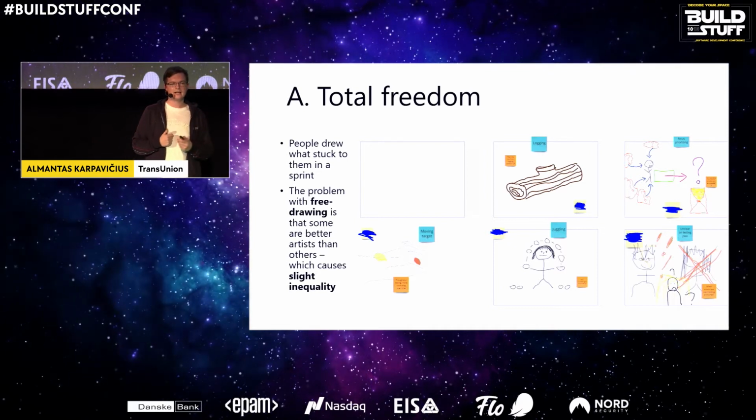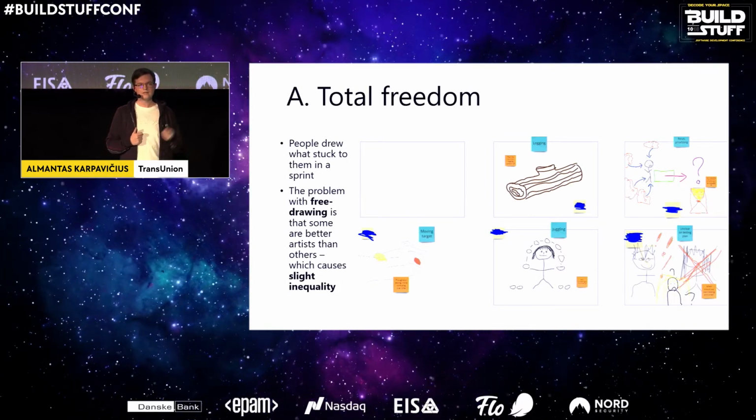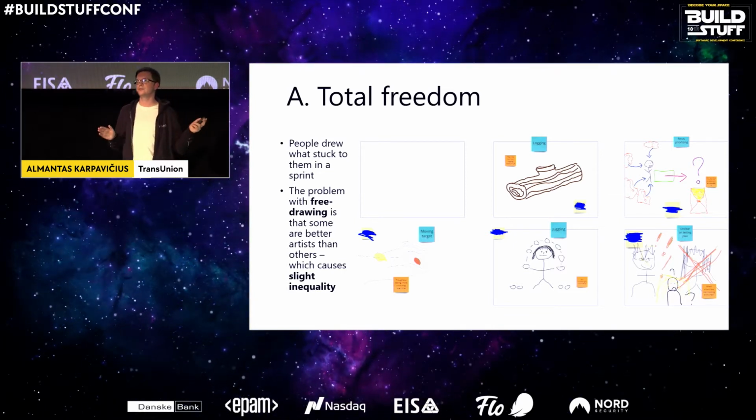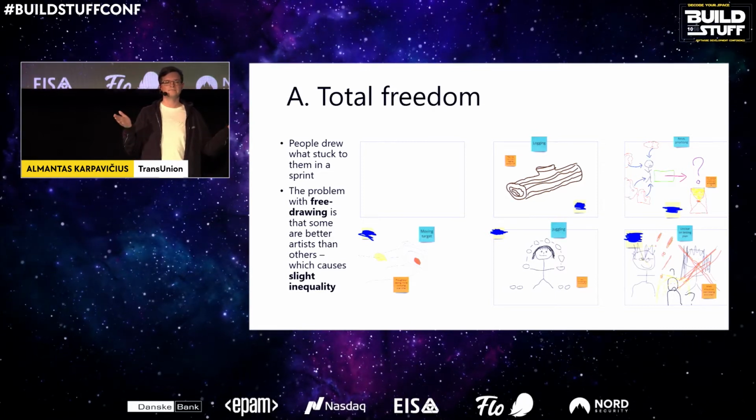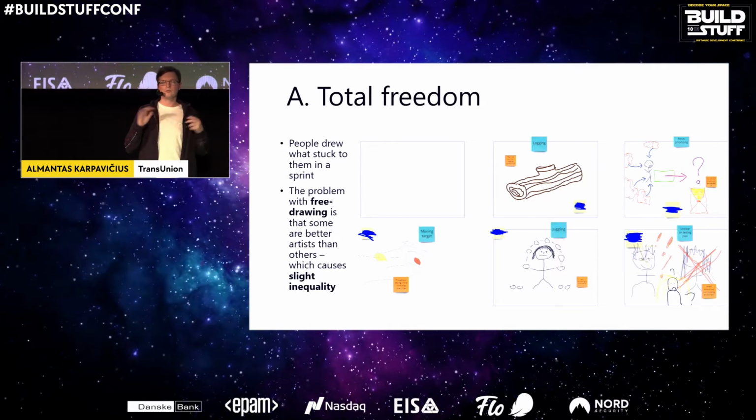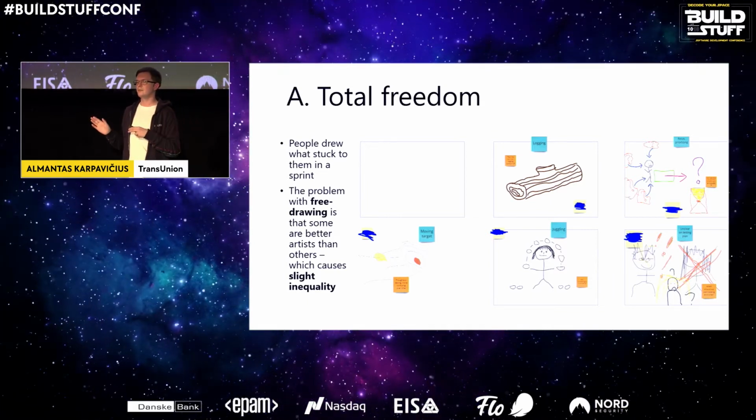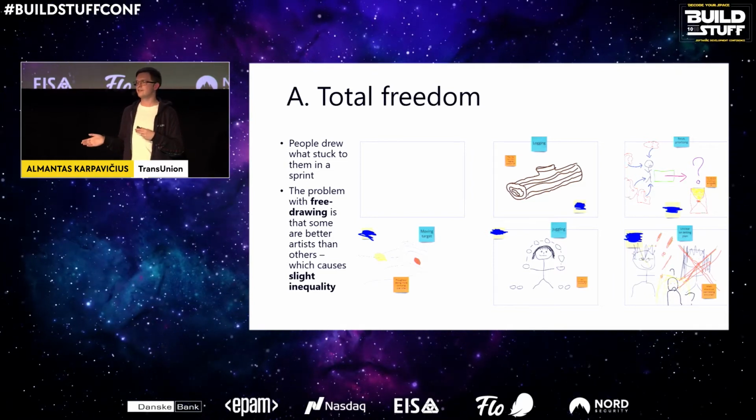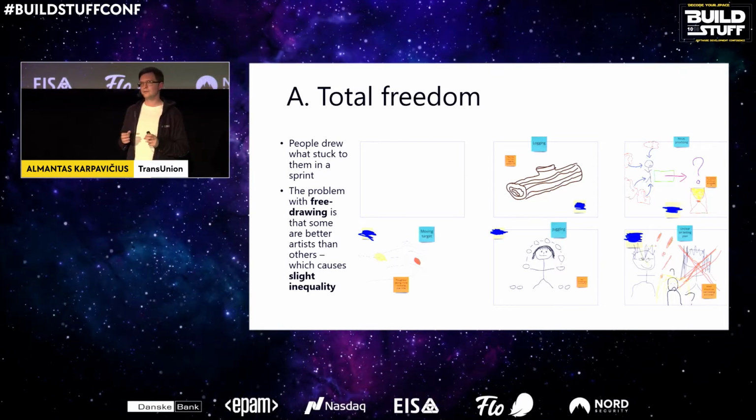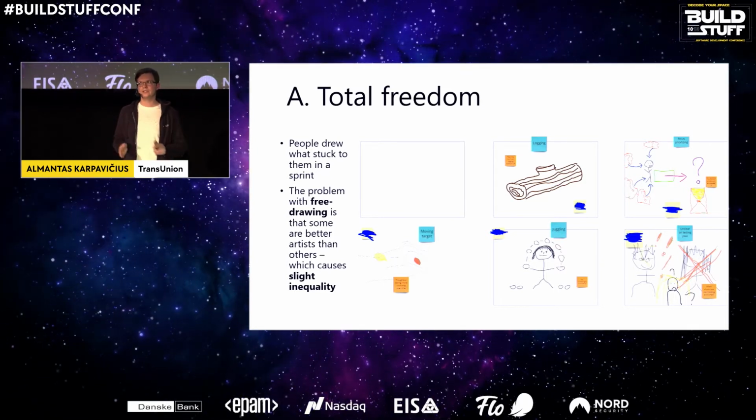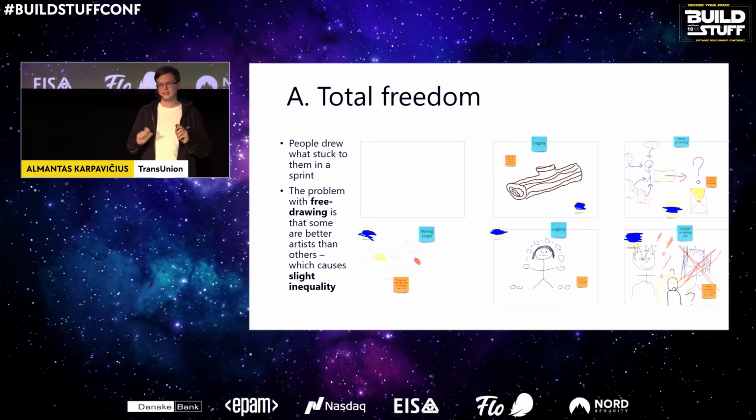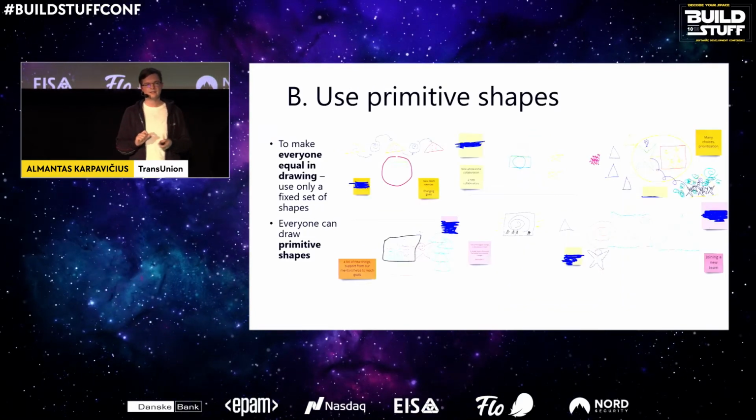And here are the experiments I've done. I did this with 2 teams. In one team, we gave total freedom to people and asked them to draw what they want, however they want. The problem with this approach was that some people were better artists than others, and this created inequality. The whole point of liberating structures is to give equal opportunity for everyone to express themselves. So giving total freedom to draw is not the best approach. And here is how to fix it.